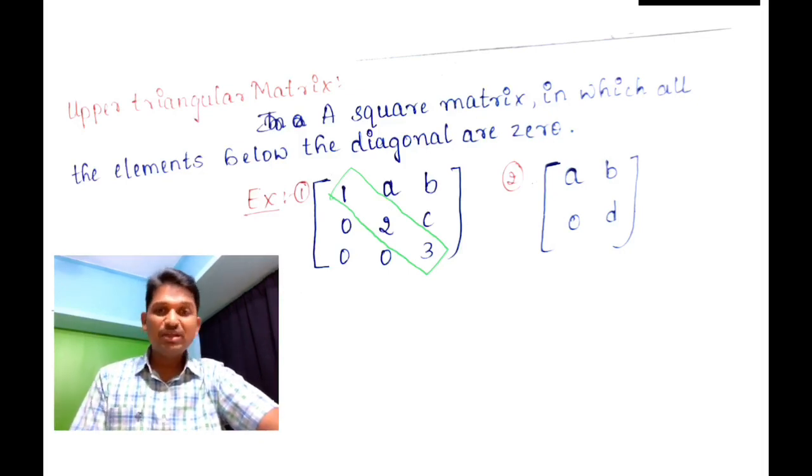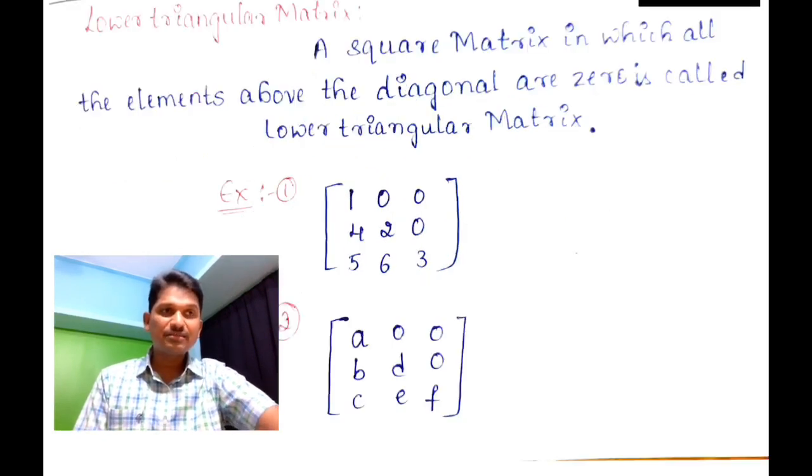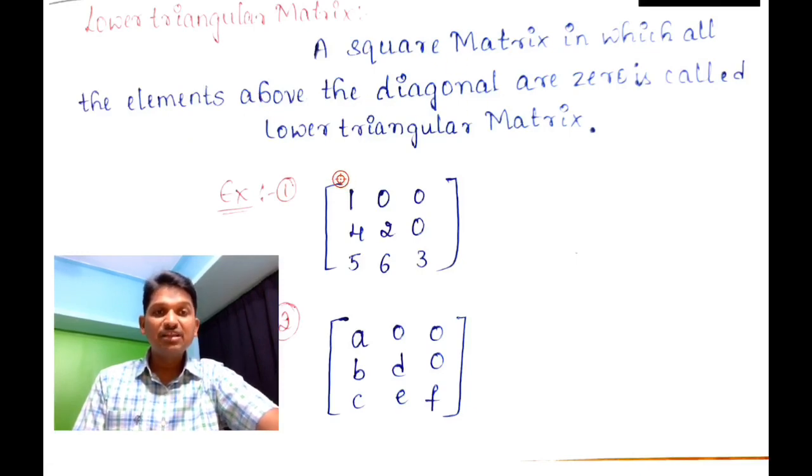So similarly, you can guess what is lower triangular matrix. What is lower triangular matrix? A square matrix in which all the elements above the diagonal are 0. You see, this is the diagonal. This is the diagonal of this matrix. You can observe all the elements above the diagonal are 0. So this is known as what? Lower triangular matrix. Same, one more example.